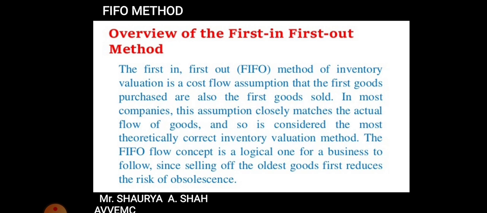So again, this assumption closely matches the actual flow of goods, and so it is considered the most theoretically correct inventory valuation method. The FIFO flow concept is a logical one for business to follow, since selling the oldest goods first reduces the risk of obsolescence. Because if you sell the oldest goods which you have purchased, the risk of becoming outdated is also reduced. So this is first in, first out.